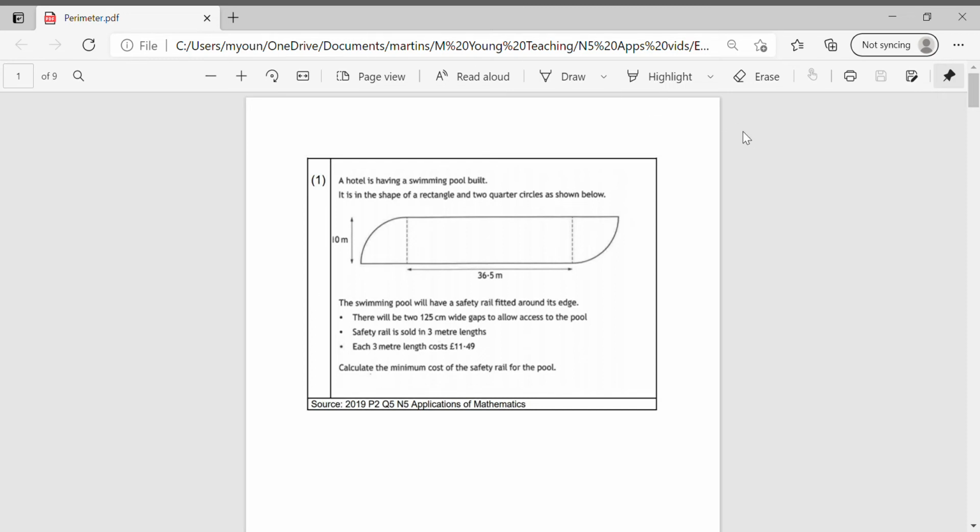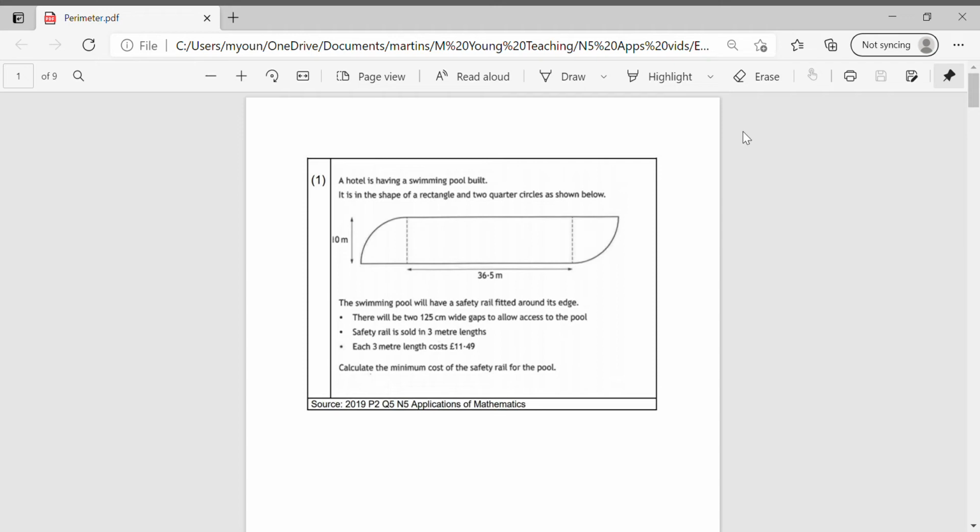In this video we're going to take a look at the perimeter past paper questions, and obviously in perimeter there's going to be a wee bit of a mixture in terms of some of the calculations you're going to need to do. So question number 1, a hotel is having a swimming pool built.